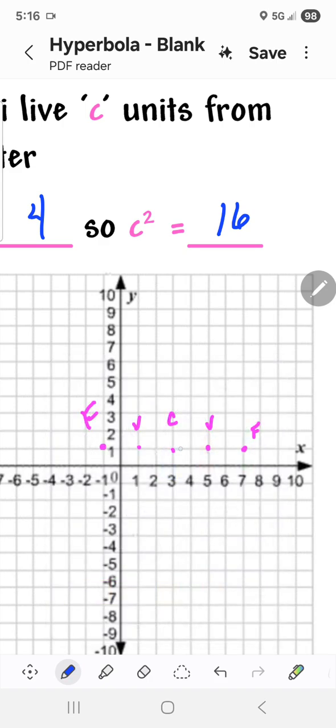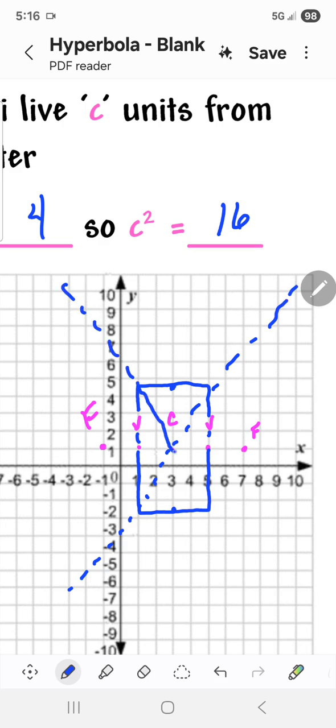So I know from the center I need to go 3.46 up and down. So 1, 2, 3, and a little bit. 1, 2, 3, and a little bit. From here I can draw the box. Drawing the box, remember, helps us to draw our asymptotes, and those asymptotes help us to draw the hyperbola. So corner to corner going through the center. On the other side as well, corner to corner going through the center. And now I can actually draw my graph: grab the vertex, go close to that asymptote, but don't touch it. Same thing on the other side.